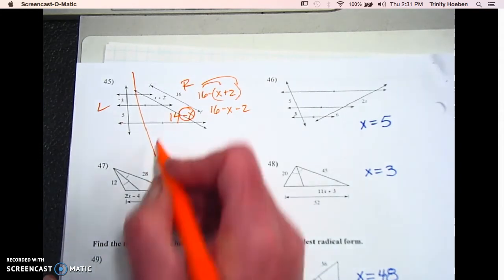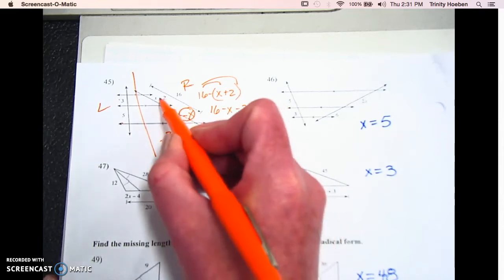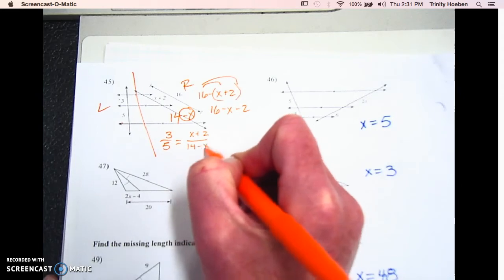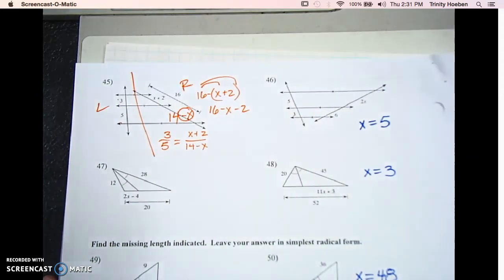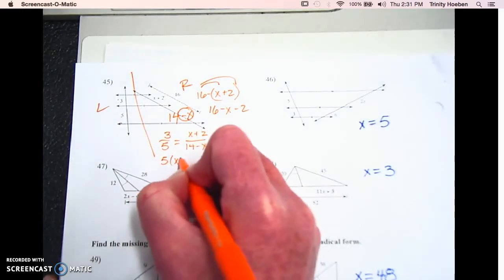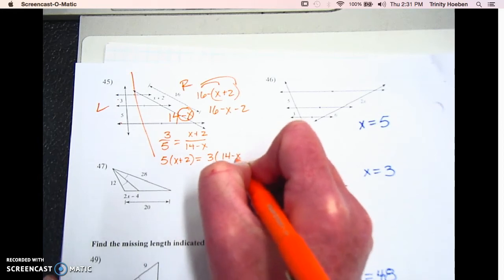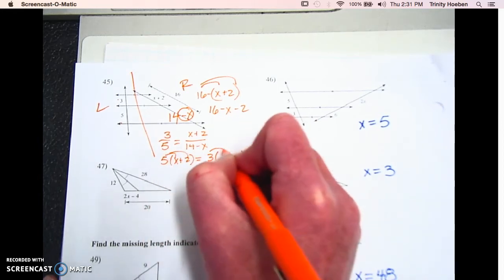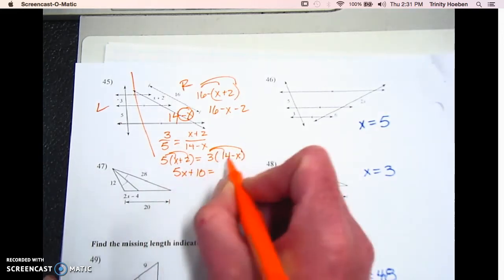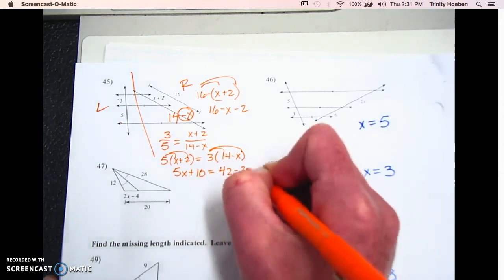And then we're going to set up our proportions. So we're going to have 3 to 5 as x plus 2 is to 14 minus x. Either way we're going to do it, we're going to have variables on both sides. So I'm going to go 5 times x plus 2, set that equal to 3 times 14 minus x. Distribute here, so we have 5x plus 10, and that is equal to 42 minus 3x.